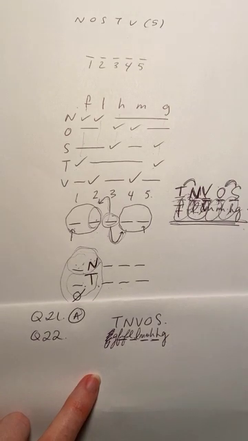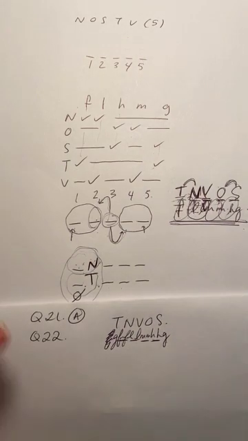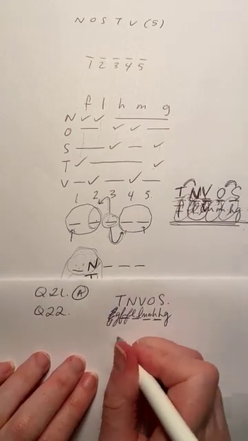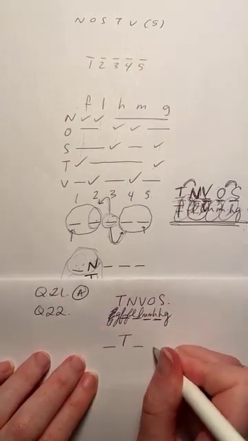What could be true? Could V be first? Could S be second? Could O be third? Could N be fourth? Could T be fifth? So obviously that's not the example that we have here. So let's create one where T is second.